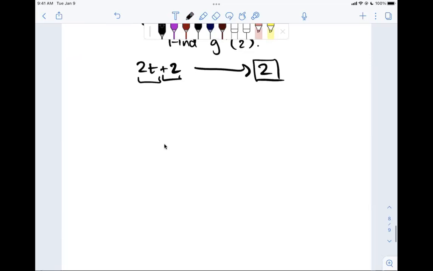All right, let's just quickly do a bonus problem. Find the derivative of x plus 1 to the 7th. So feel free to take a minute.